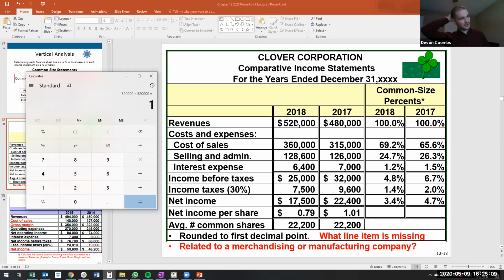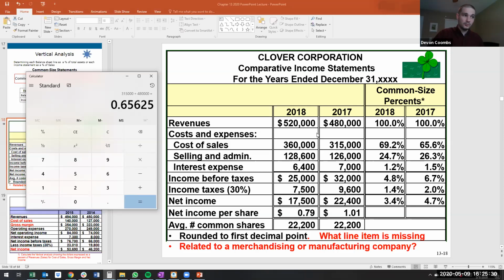So out of that 520,000, how much did we spend on cost of sales? We just take the 360 divided by 520. That gets us our 69.2% here. And then for 2017, 315 divided by 480, that gets us our 65.6% here.